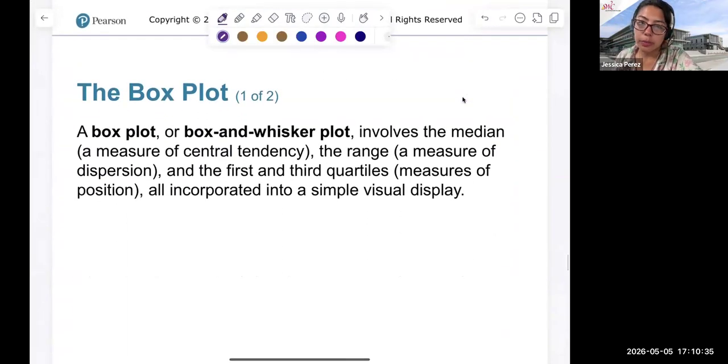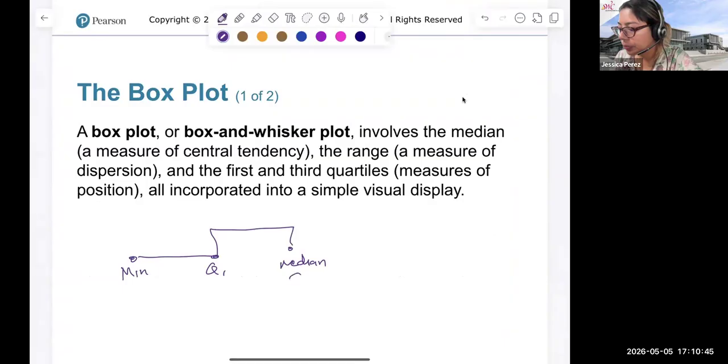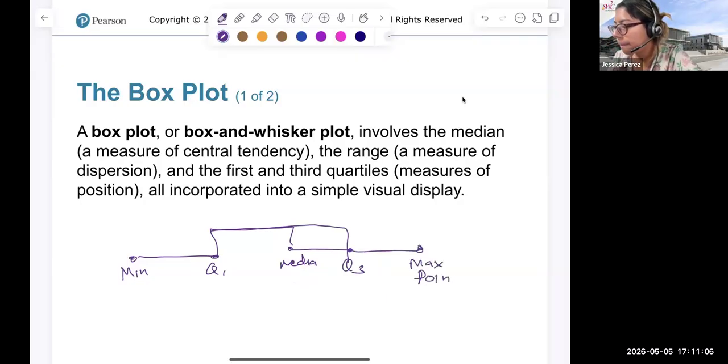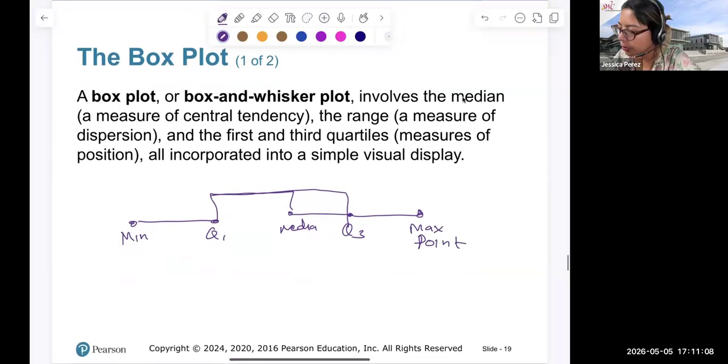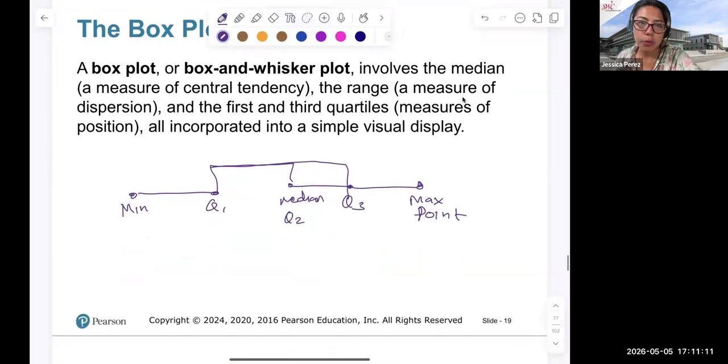Now, in a box plot, what you have to do is first find the minimum value here, and then you're going to find quartile 1, and then your median or quartile 2. And then we have quartile 3. Let me go back here. The median, and then quartile 3. So everything is in a box like this. And then over here, it's your max point.